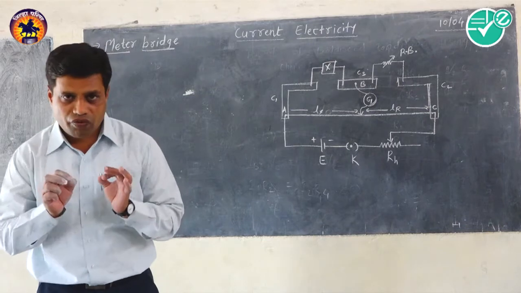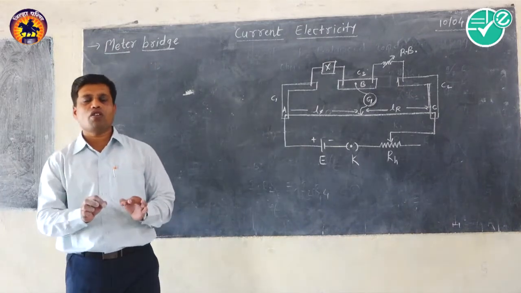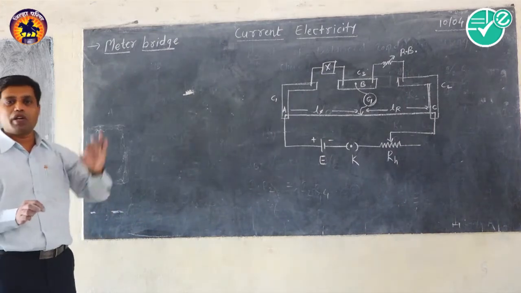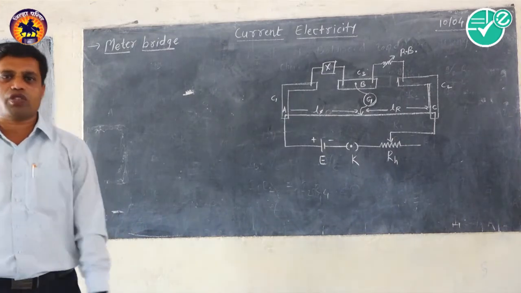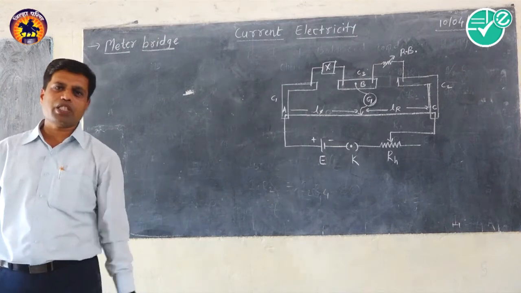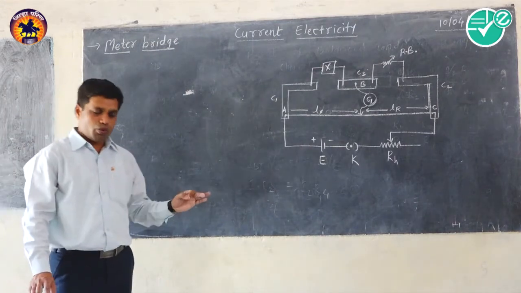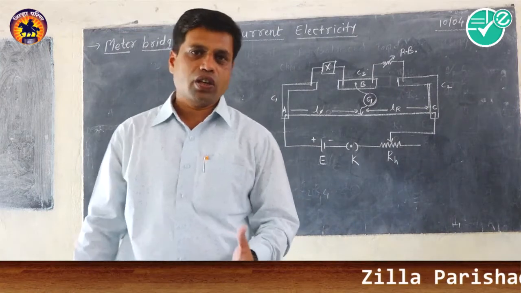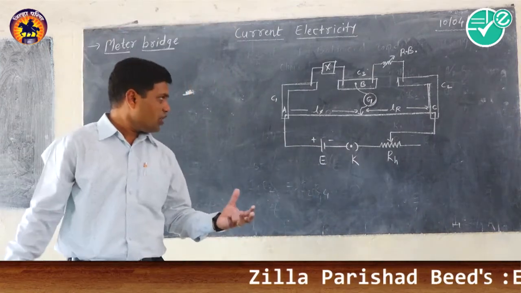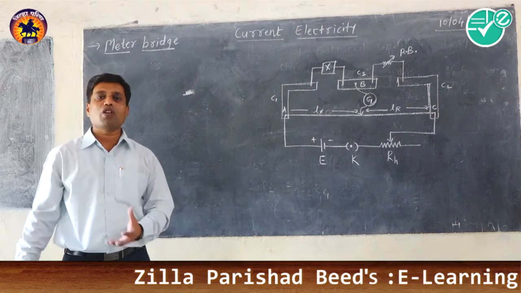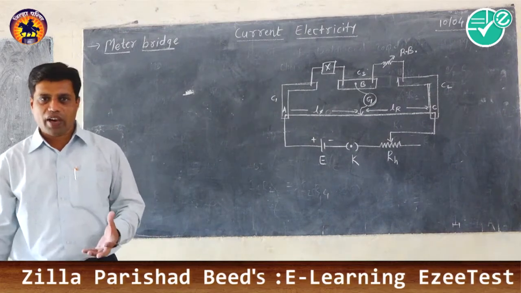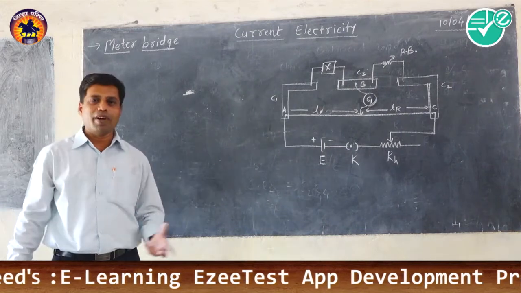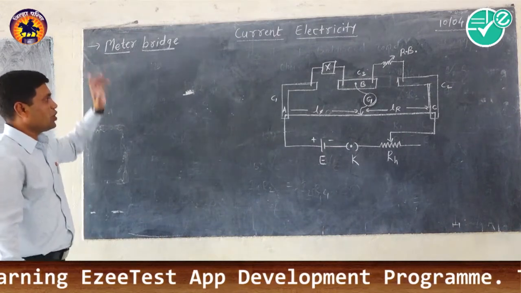The working of the Wheatstone's meter bridge is the same as that of Wheatstone's bridge. It works on the same principle. It is also used to calculate the value of an unknown resistance accurately. Only the modification is that it uses a 1 meter long uniform conducting wire. So it has a length of 1 meter, and that is why it is also called the meter bridge.